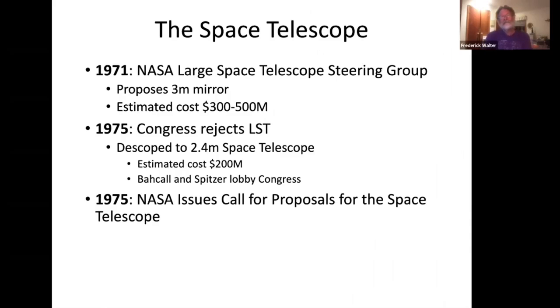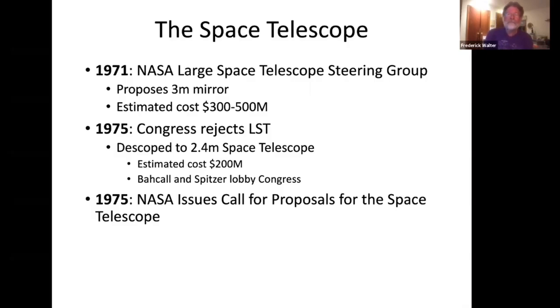So the history of Space Telescope continues with NASA forming a large space telescope steering group in 1971. They proposed a 3-meter mirror, and it was going to cost up to $500 million in 1971 dollars, which is a lot of money. 4 years later, the proposal got to Congress, who rejected it. It was too expensive, too big. There was no real interest in it.